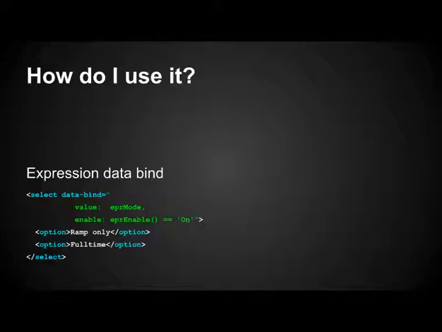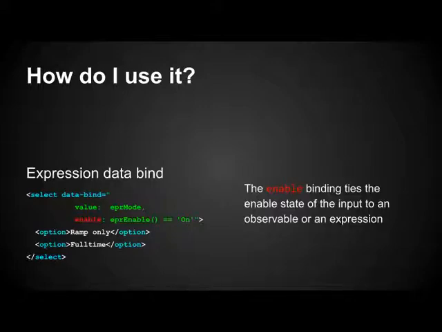There's a little bit more complicated things that you can do. For example, in the second input, the enable state of that input is keyed off of the value of EPR enable, but it's keyed off of this expression here that you see. If the EPR enable value of the view model is equal to the string on, then the value of the select is enabled. Otherwise, it's not enabled.